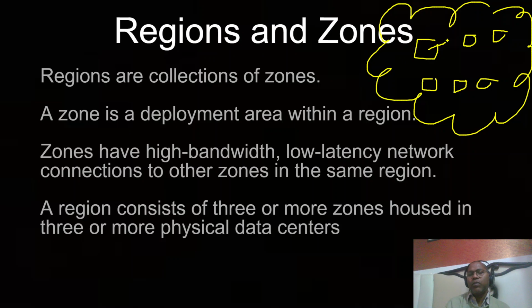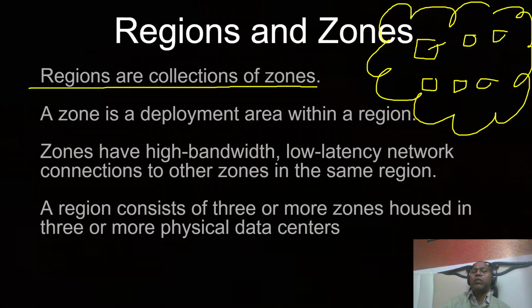A data center is a physical place where Google actually manages its infrastructure. So there is no direct correlation, meaning it's not one zone, one data center. One zone might have multiple data centers, or one data center can be shared by two or three zones. That depends on what kind of services a particular region offers. So regions are collections of zones, a logical boundary containing multiple zones, and zones are the deployment areas within a region. All zones must be within a region.